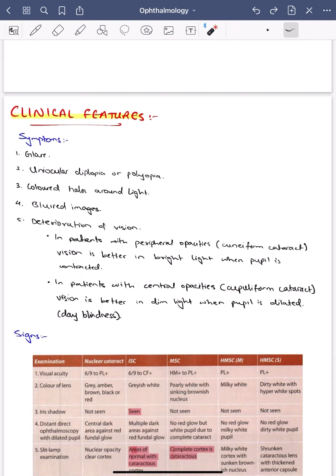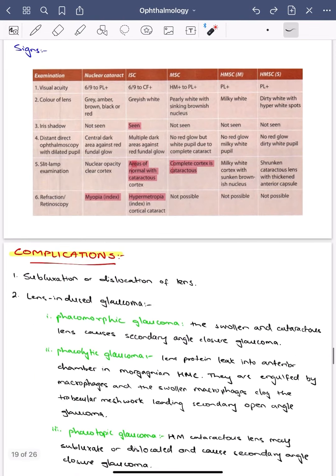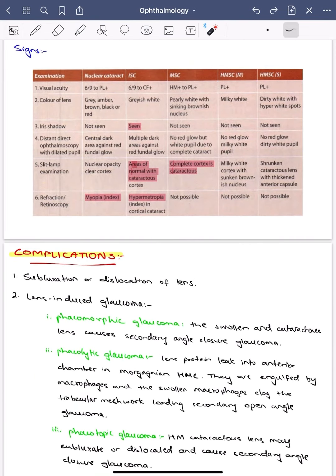So these are the symptoms. Now, coming to the signs. The important signs of cataract are the changes in the visual acuity, the color of the lens, presence or absence of the iris shadow, and whether the fundus can be seen or not. Usually, the differences between immature and mature senile cataract are asked.